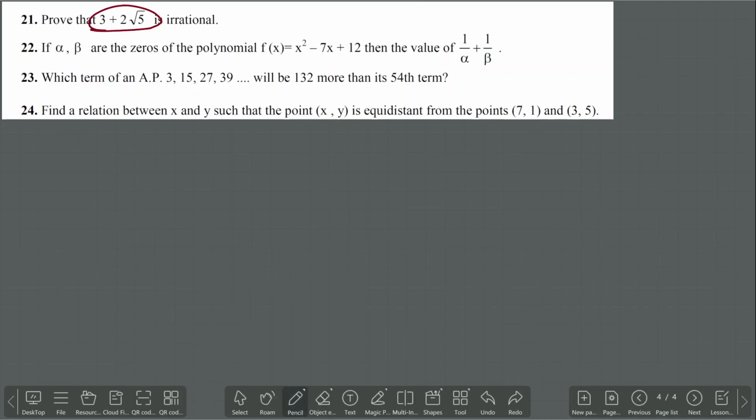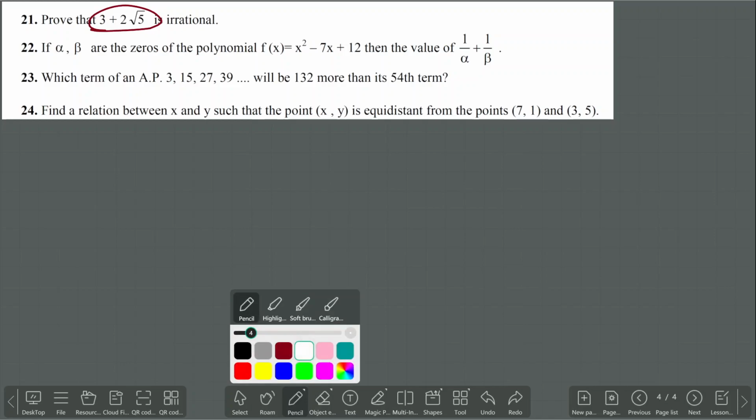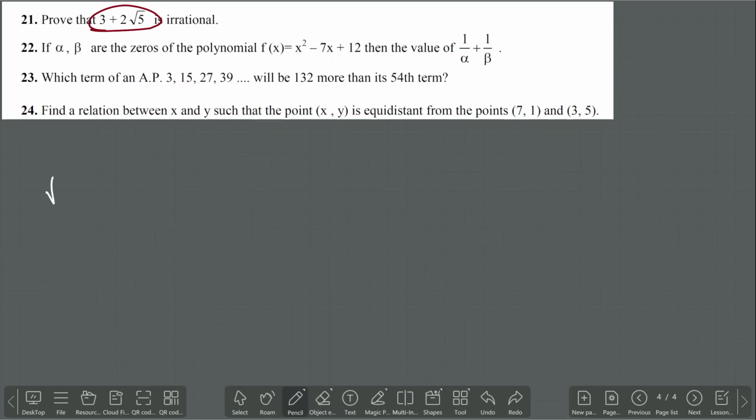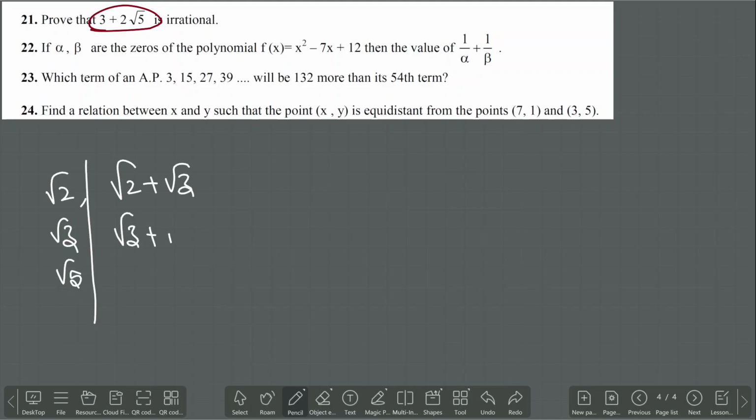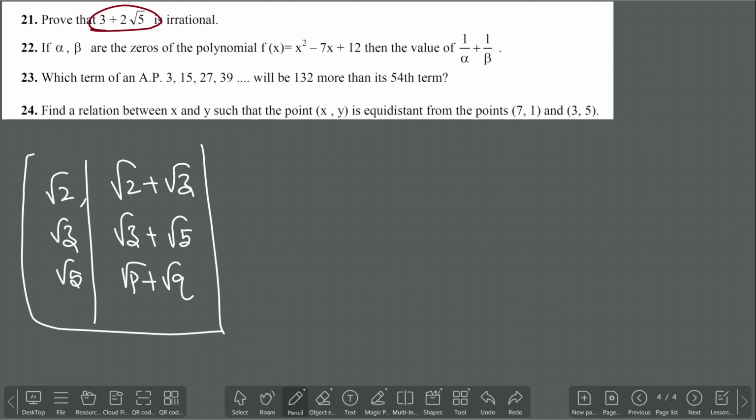It's like a book back model only. 3 plus 2 root 5. The very important thing you must learn here: when you have a single root like root 2, root 3, root 5, that is one type of question, and double roots like root 2 plus root 3 or root 3 plus root 5, a square root of any prime number. Like this they may ask, this is one type.